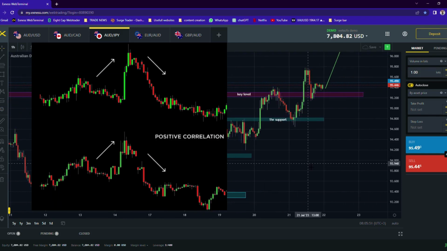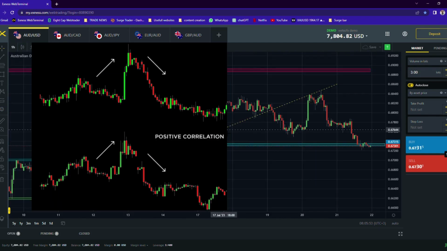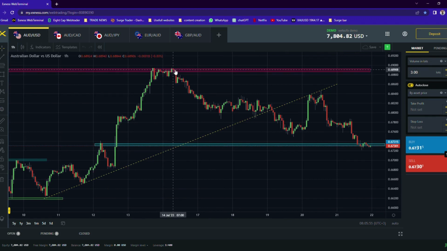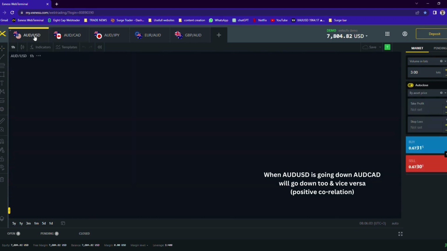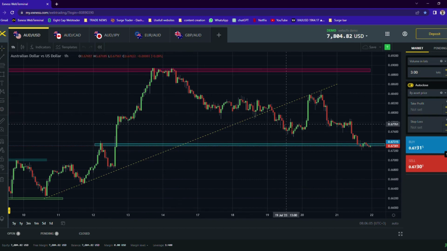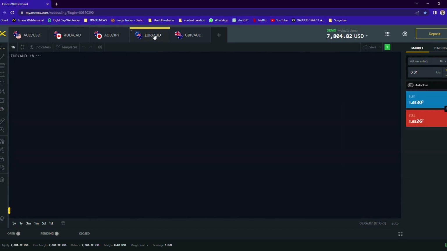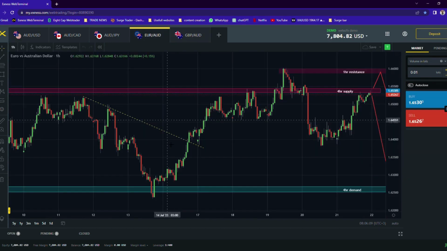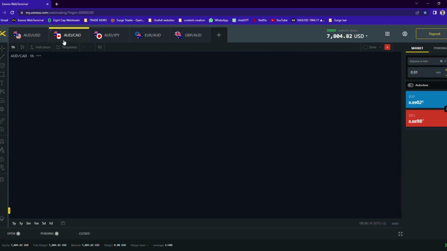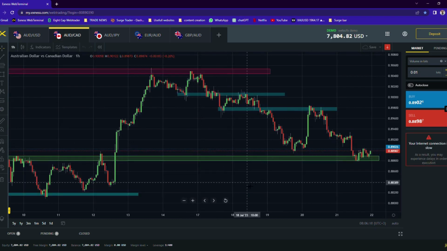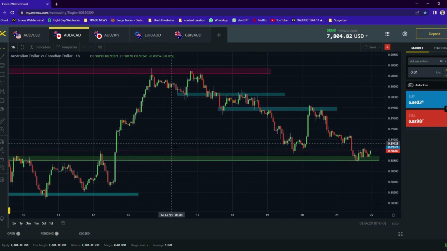Correlation simply means, for example, if AUD USD is in a downward trend, AUD Canadian will be in a downward trend at the same time. And if AUD USD is in a downward trend, Euro AUD and GBP AUD will be in an upward trend. So that means this is a negative correlation and this is a positive correlation.